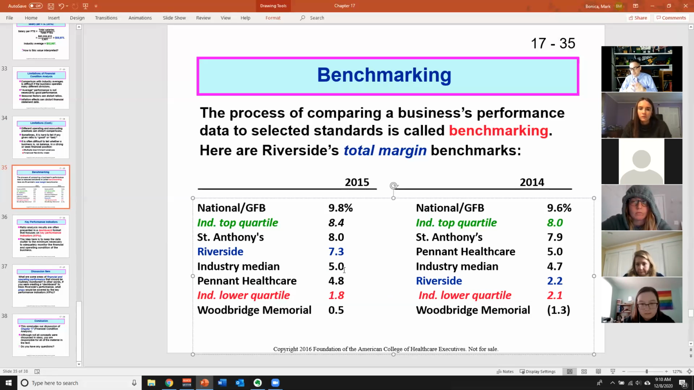And that's something that you as a future leader are going to have to think about: what's my benchmark? And when I'm evaluating my performance, who am I comparing my performance to?